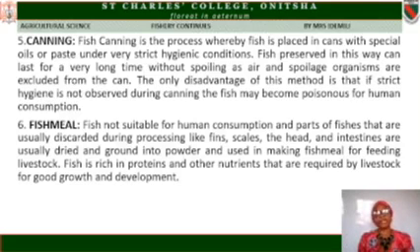Another method of fish preservation is conversion of fish into fish meal. Fish not suitable for human consumption and parts of fishes that are usually discarded during processing, like fins, scales, the head, the intestines, are usually dried and ground into powder. And this is used in making fish meal for feeding livestock. Fish is rich in proteins and other nutrients that are required by the livestock for good growth and development.